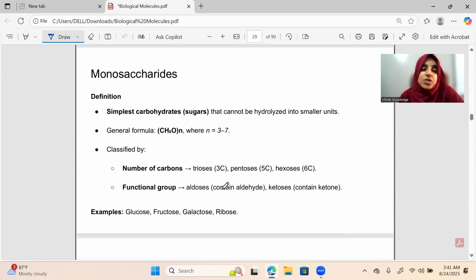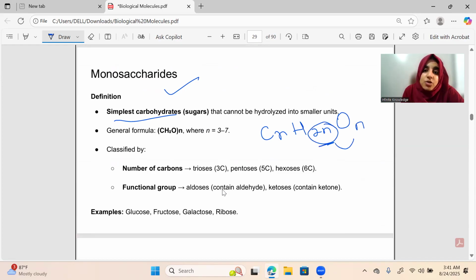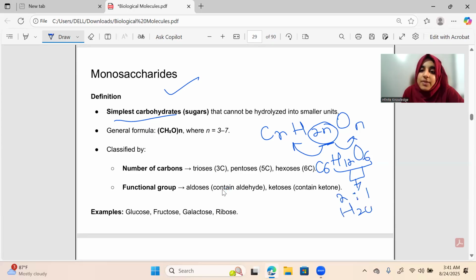Now we're moving on to the specific topic of monosaccharides, which are the simplest sugars as we just studied. And the chemical formula is CnH2nOn. Okay, which means that hydrogen is in the ratio of 2 to oxygen as well as to carbon. Okay, for example, if I have 6 carbon, my hydrogen will be 12 and then oxygen will also be 6. So the ratio of hydrogen and oxygen is 2:1, which is same as the ratio of H2O.